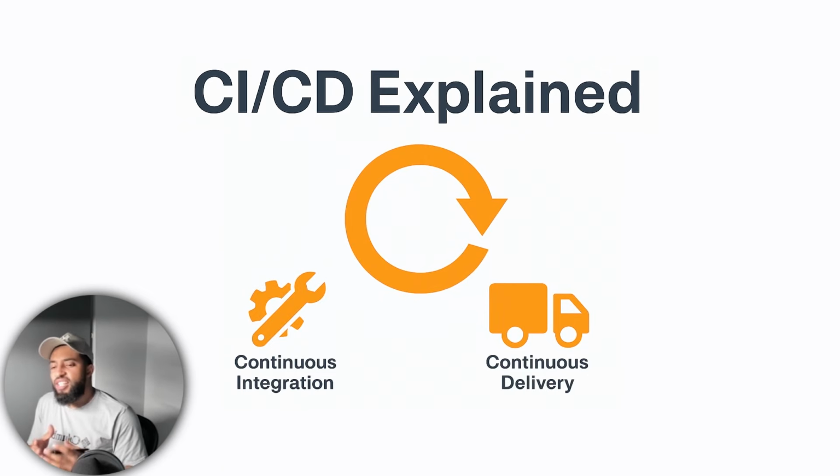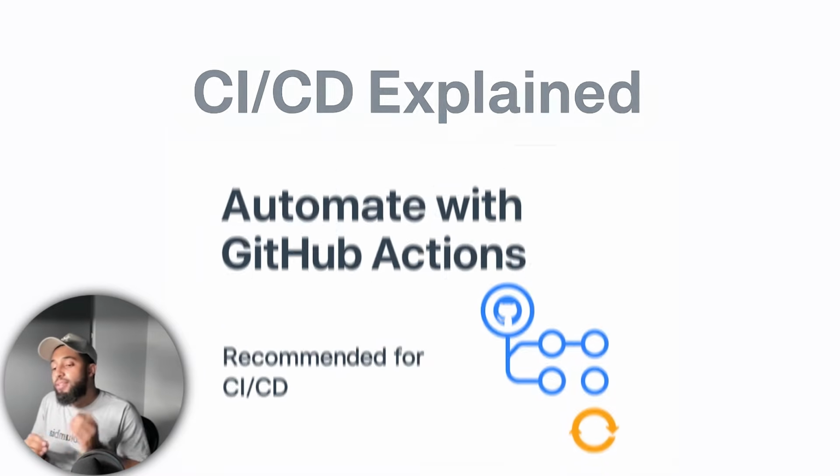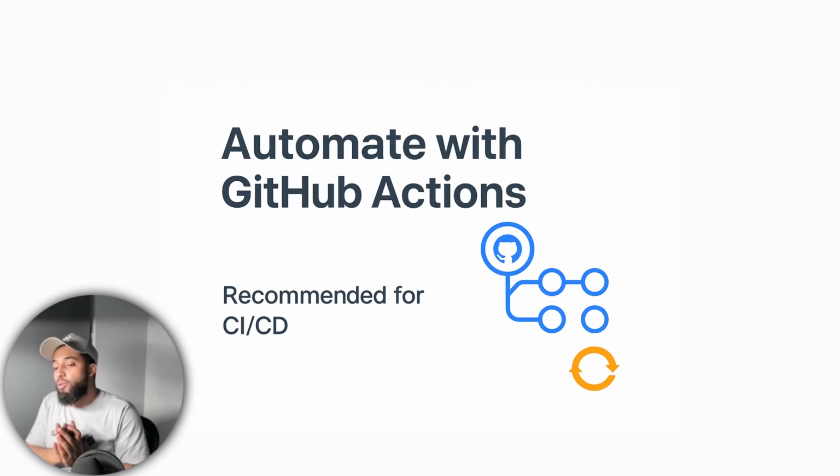But CI/CD essentially is the automation of DevOps, right? Automating whatever you do locally, but into a runner or into a pipeline, as you call it. Pipelines. Now you're going to automate everything: running tests for your application, building Docker images, deploying infrastructure. What we recommend here is GitHub Actions. Here is a great starting point. You have Jenkins, you have GitLab, but GitHub Actions is what we recommend for CI/CD.